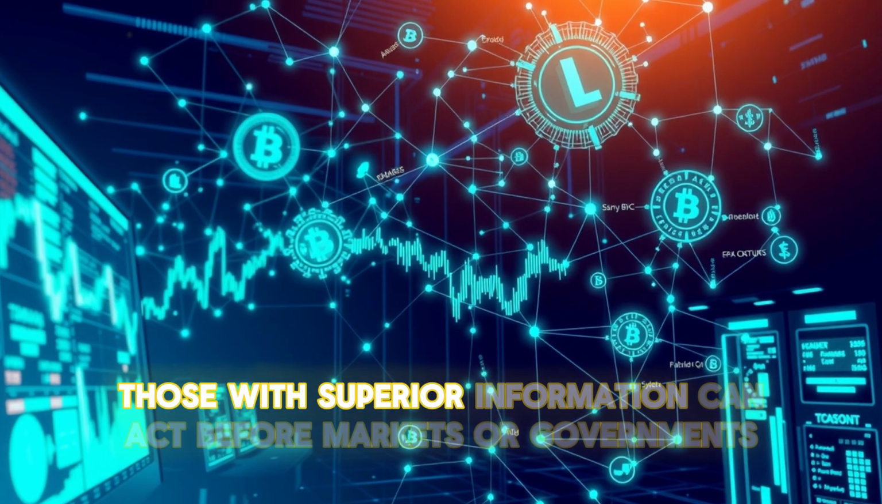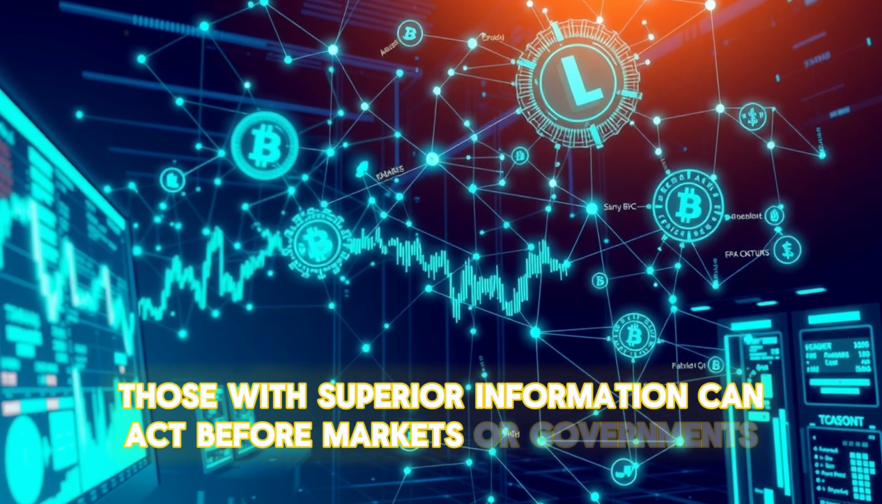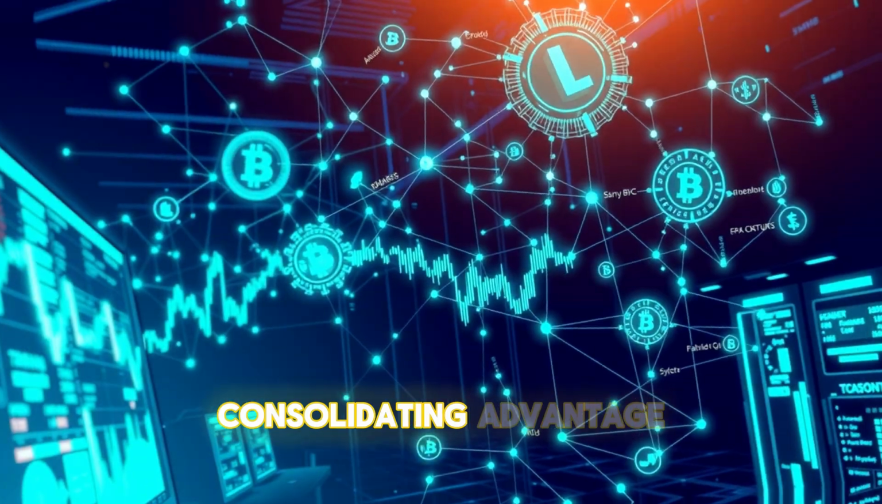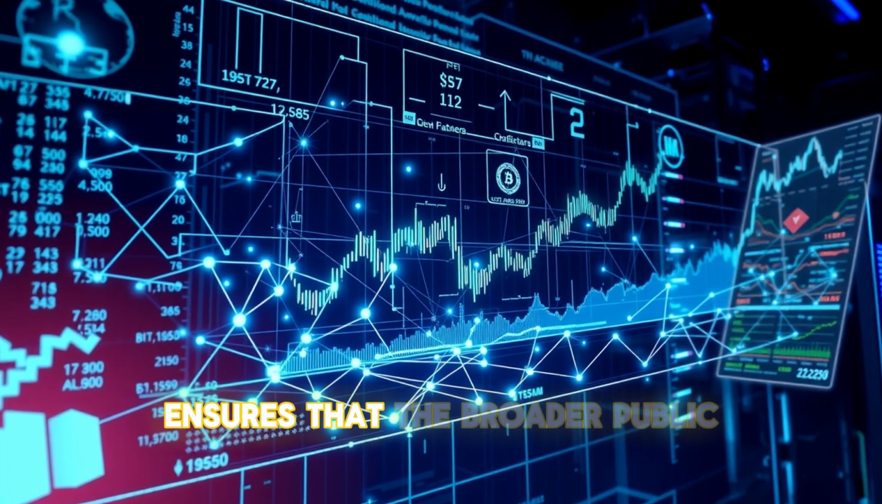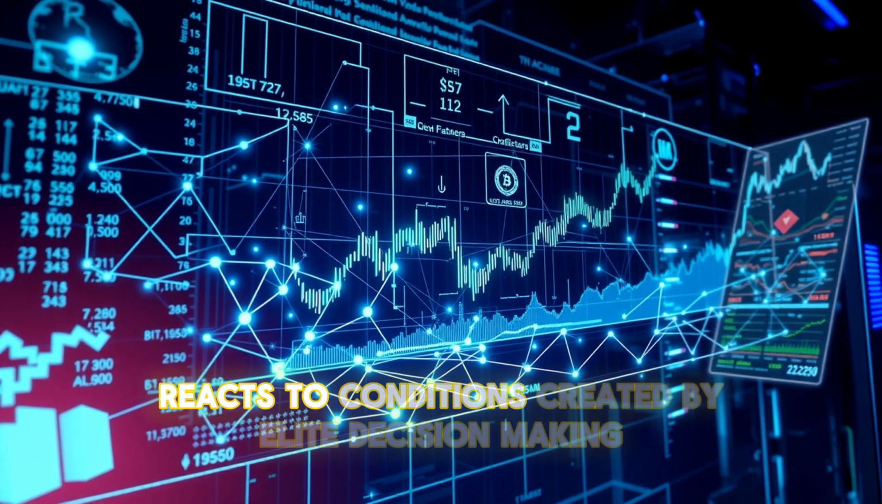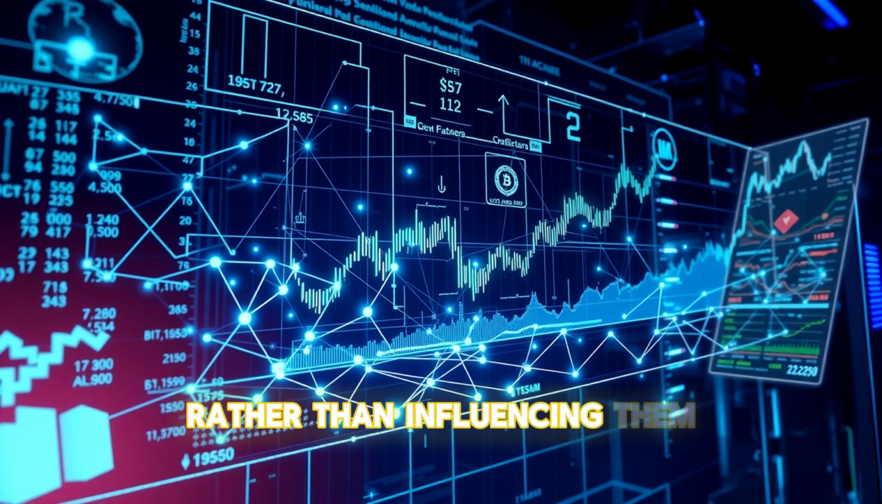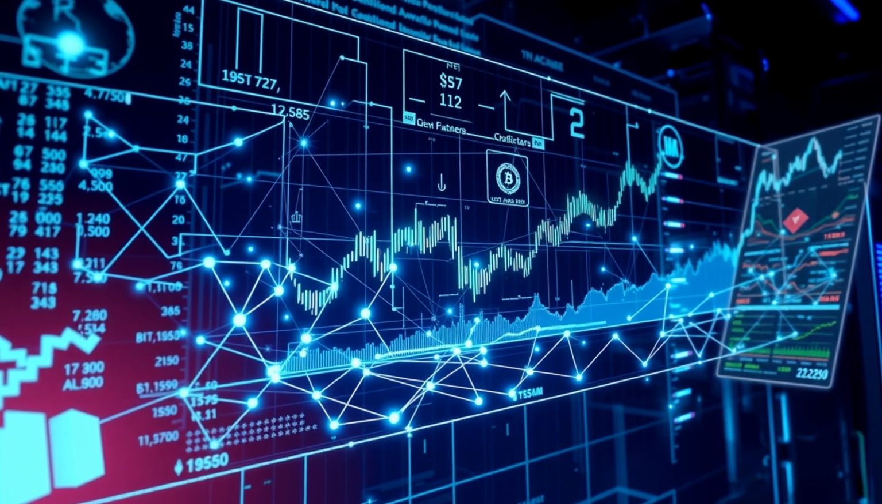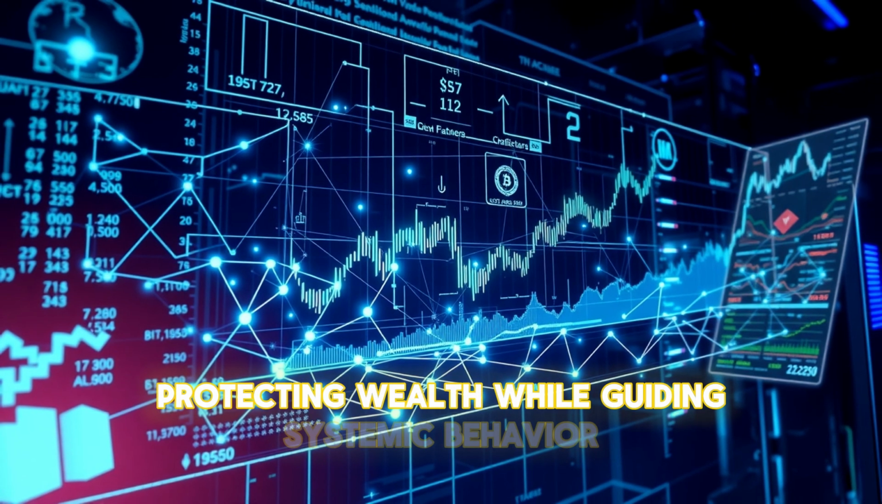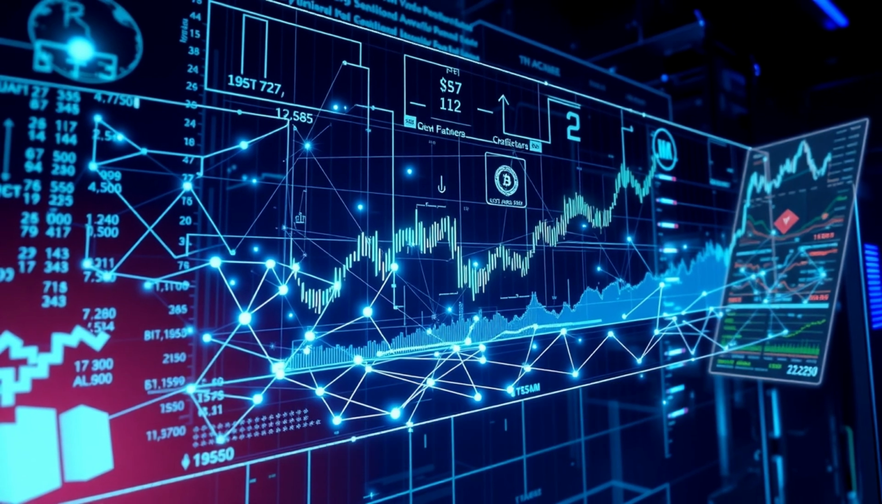Those with superior information can act before markets or governments, consolidating advantage. Control over information flow ensures that the broader public reacts to conditions created by elite decision-making rather than influencing them. Information is both a shield and a lever, protecting wealth while guiding systemic behavior.